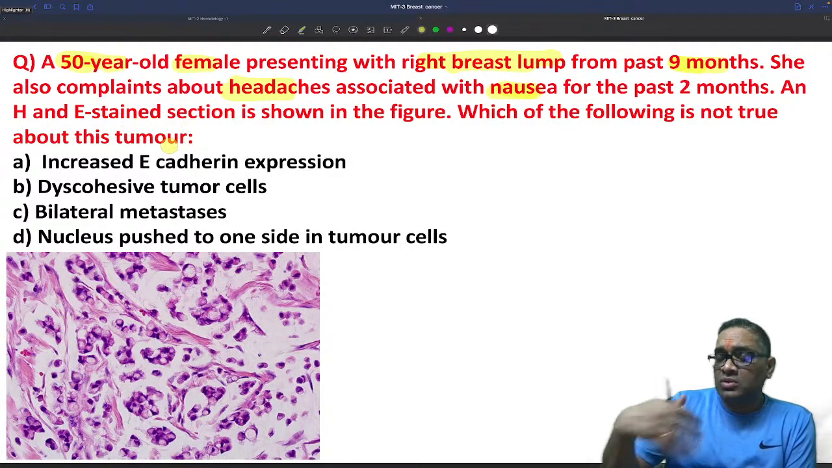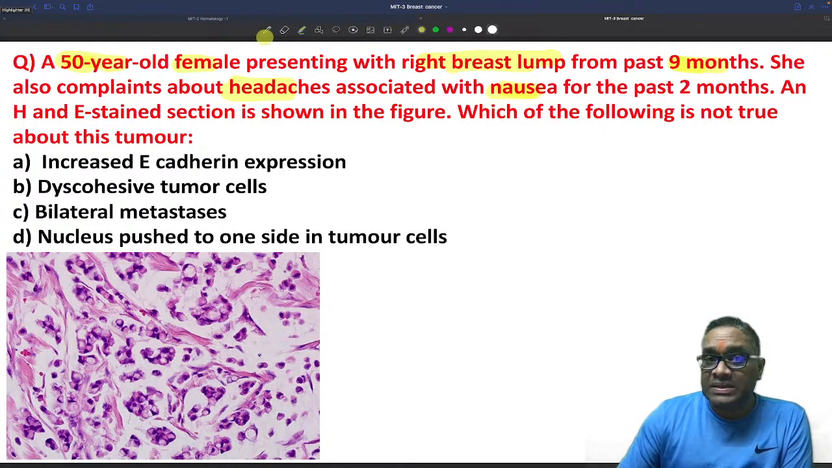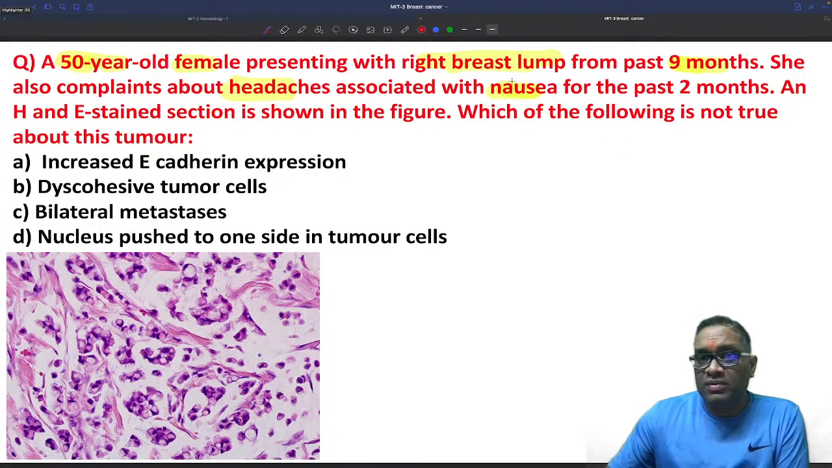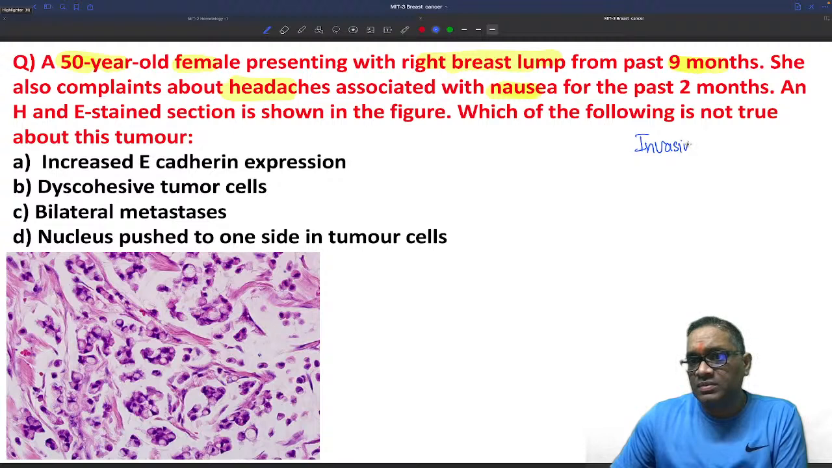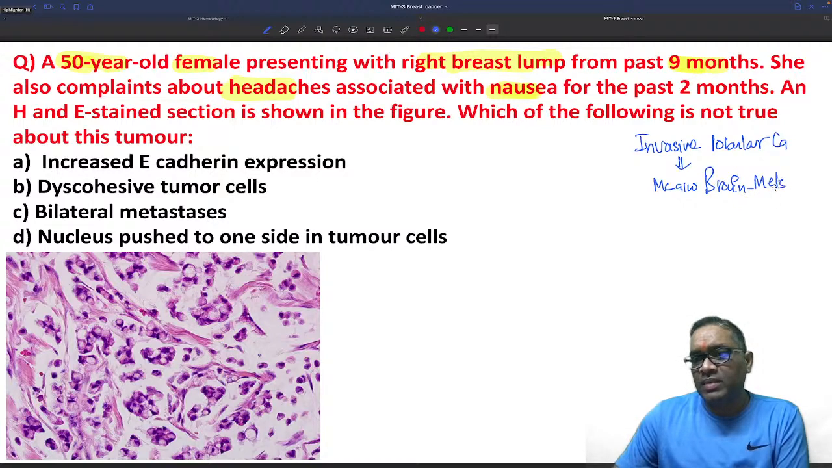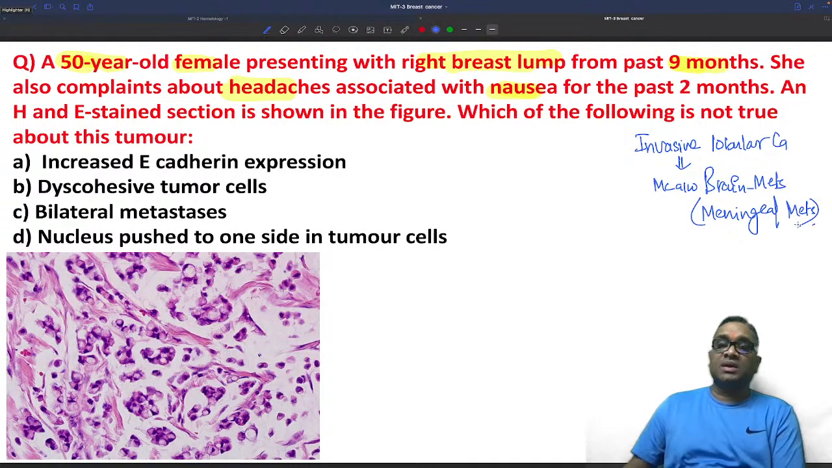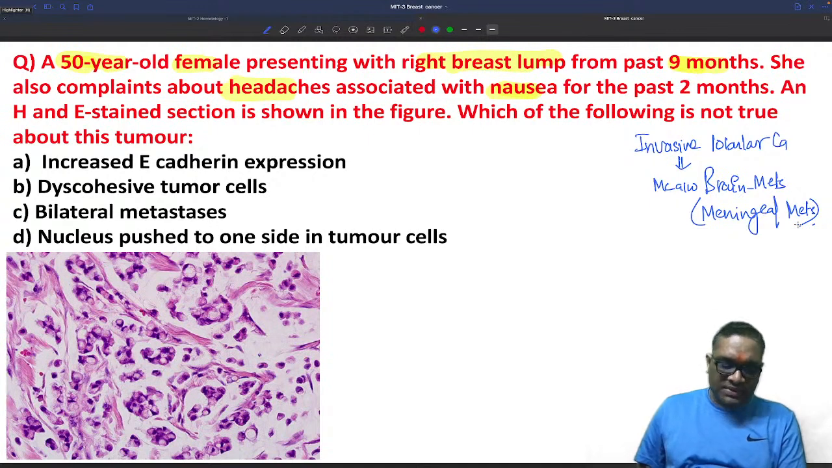So which breast cancer is most commonly associated with metastasis? Can you tell me in the comment box? That is invasive lobular carcinoma, right? They are most commonly associated with brain metastasis, or you can also call this a meningeal metastasis. So meningeal or brain metastasis is more commonly associated with invasive lobular carcinoma.